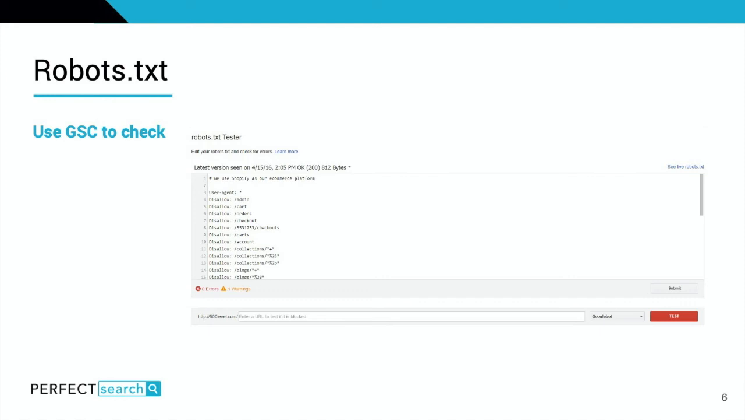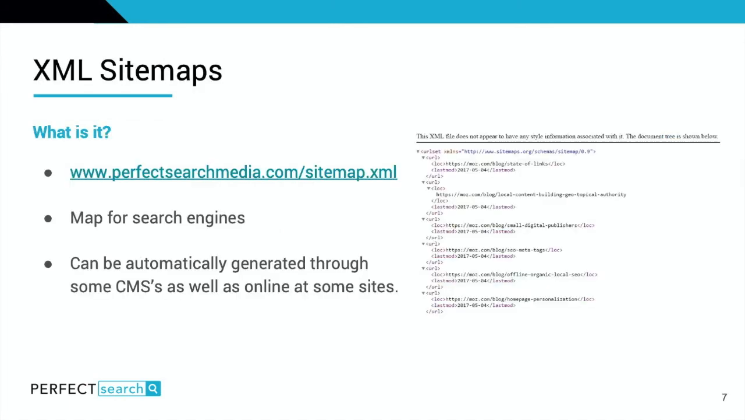And when you enter in a URL, it'll tell you whether there's an error, whether there's a warning. It'll highlight which rule is calling it out. And yeah, it's a really good way to just sort of test out whether your Robots.txt is working. So next we'll move on to XML sitemaps.